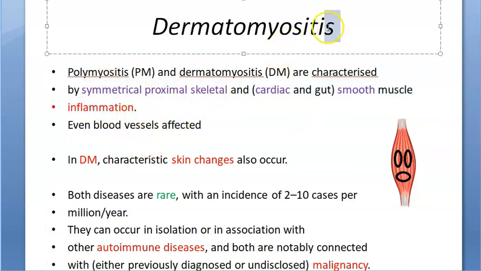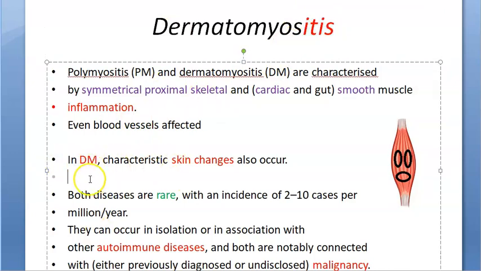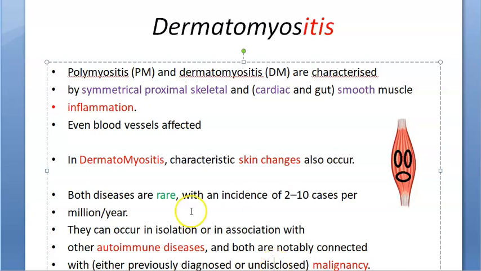So you can understand this: itis, inflammation, right? So in DM, dermatomyositis, this DM is very bad. It looks like diabetes mellitus. Dermatomyositis. Okay, there is skin change also. So if there is no skin change, it's called polymyositis. If there is skin change also, dermatomyositis. Very good.